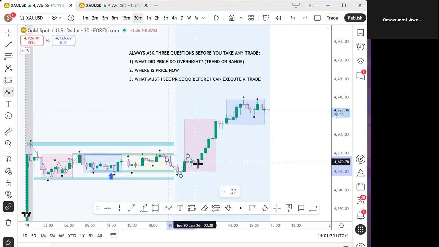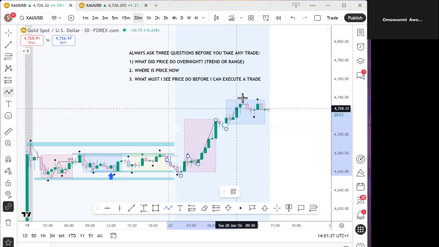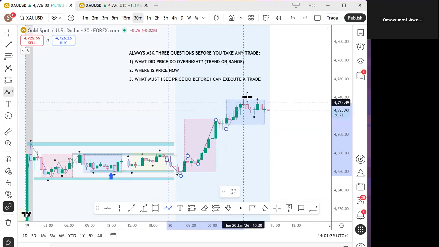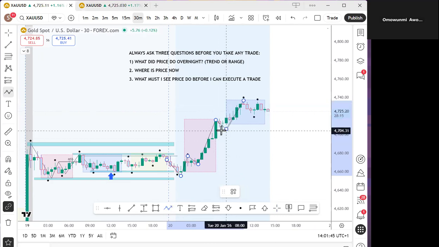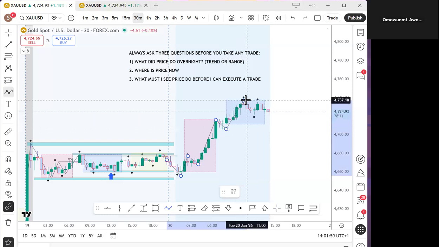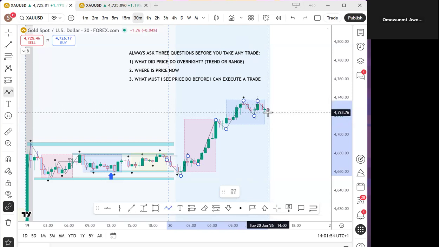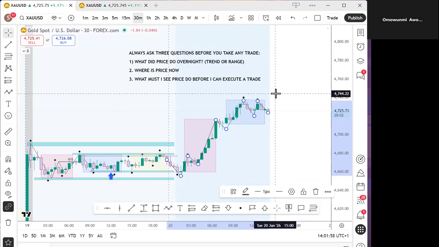What did price do overnight? So price came up here, gave us a nice market structure shift. Those who traded Asia will have gotten some nice trades there. During London, I was expecting a deeper move, but it did not come down there. But anyway, it went up, then came back down. It's gone up again. Now it's coming back down. So price is in a nice trend upwards, right?